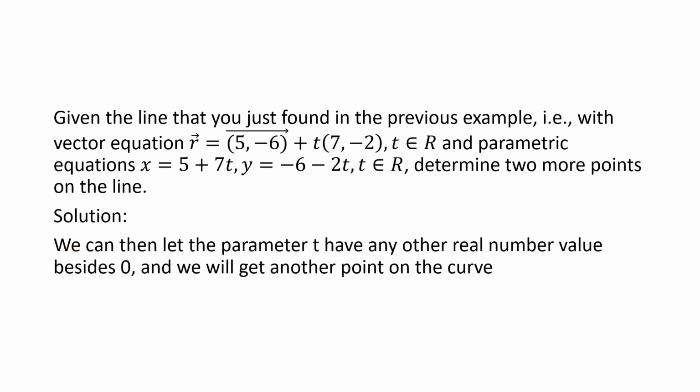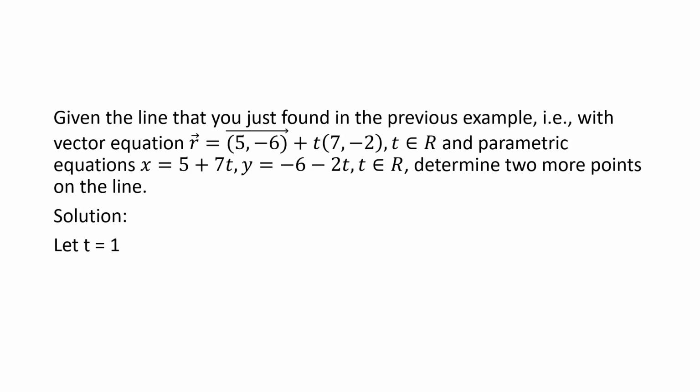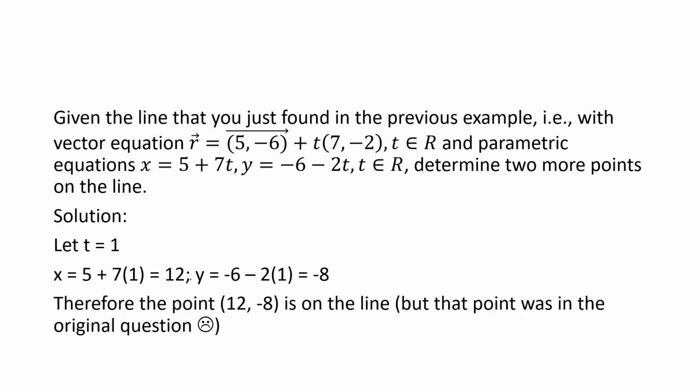But like we say here, we can let the parameter t have any other real number value besides 0, and we'll get a different point on the curve. So the point you get when you let t equal 0 is valid, but so would other ones be. So let's let t equal 1. Seems pretty reasonable. Well, if we let t equal 1, then x will be 5 plus 7 times 1, which is 12, because x is 5 plus 7t. And y will be negative 6 minus 2 times 1, which is negative 8, because y is negative 6 minus 2t. And so we would get the point 12, negative 8.